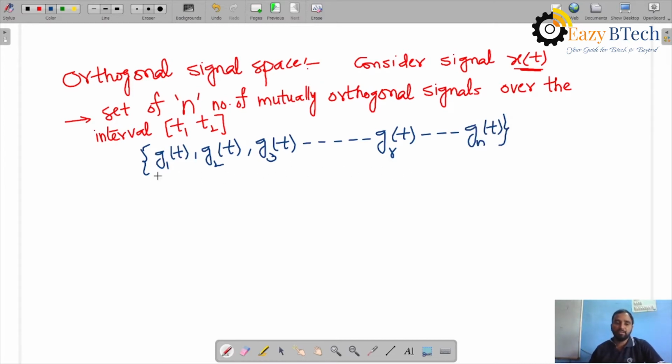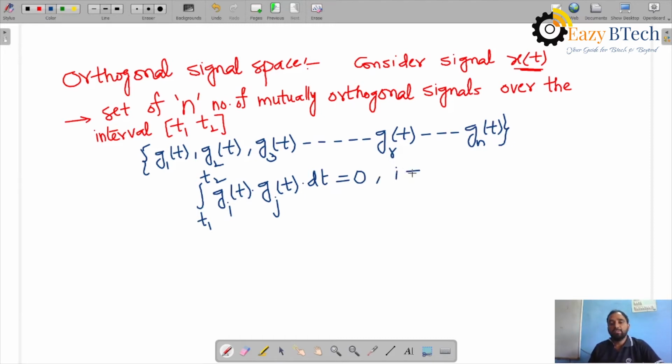What is meant by mutually orthogonal functions? What is the condition? Just now we have seen the meaning of mutually orthogonal functions over the interval t1 to t2: the integration from t1 to t2 of gi of t into gj of t dt must be 0, where i and j are not equal.